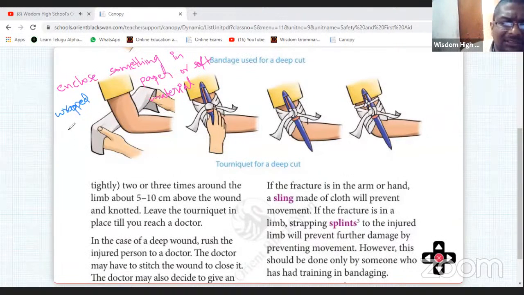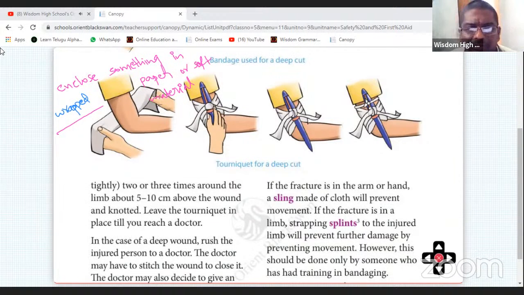Okay, dear children, concentrate here. Paper or soft material, we have to apply over the deep cut, only with that method. So you have to apply it 2 to 3 times around the limb. What is the meaning of limb? Limb means arm or leg.